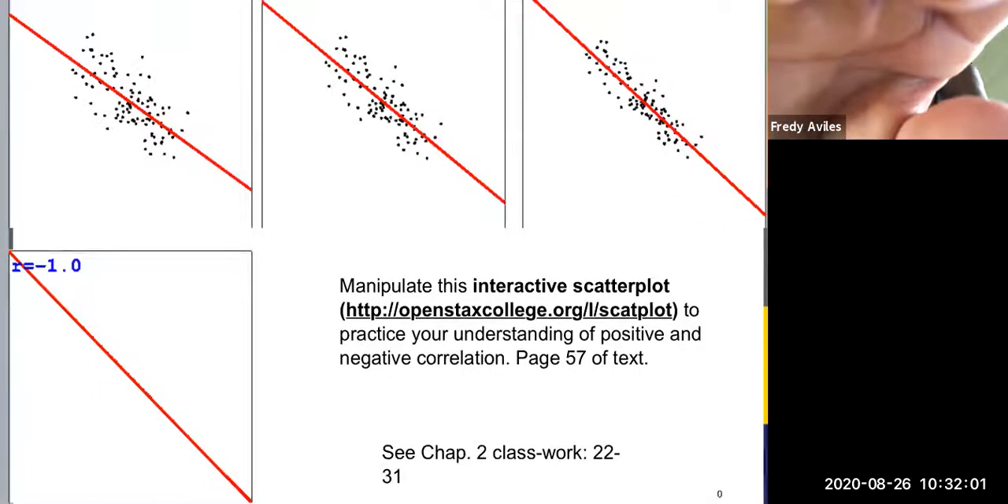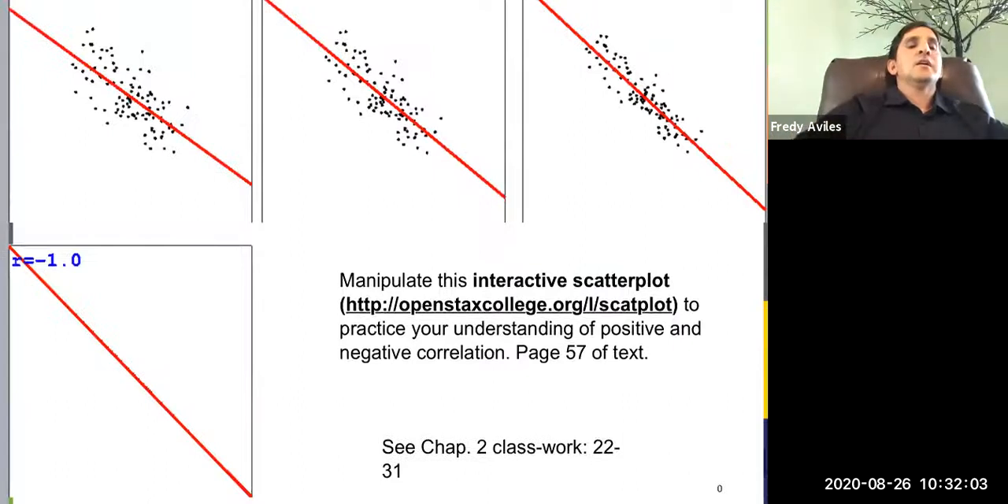So if I know, let's say, there's a perfect negative relationship between weight and longevity. Let's just assume that. I know it's not true, but let's assume that. If there was a perfect negative relationship between weight and longevity, that means that if I know your weight, then I know exactly how long you're going to live. In this case, the more you weigh, the less you're going to live.